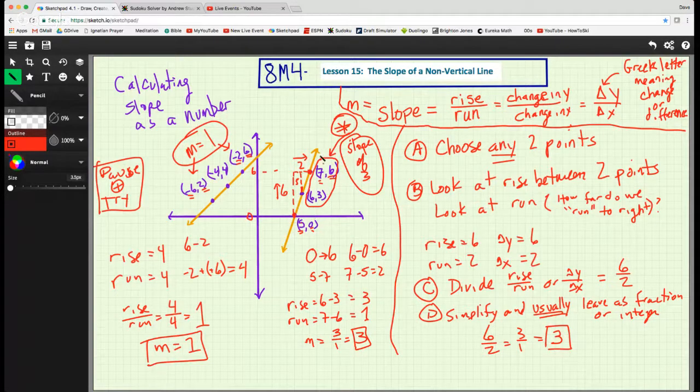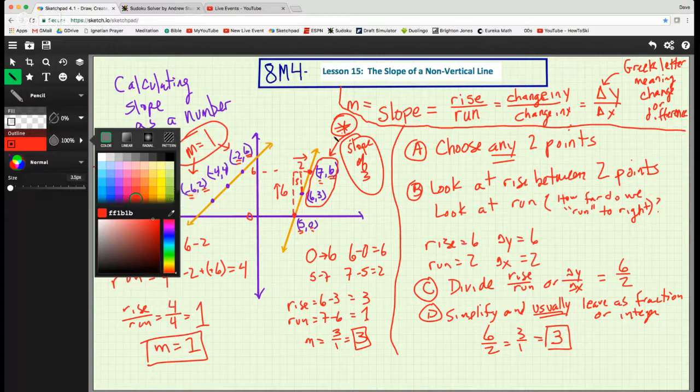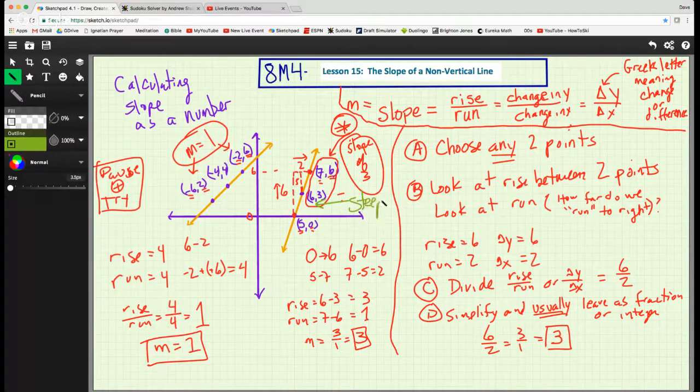Now notice, this line is steeper. One last thing to connect back. Which line here is steeper? The answer is, this line here is steeper. And so we expected, because it was steeper, it would have a bigger slope. And it does. It has a slope of 3, and this had a slope of 1. So this is our steeper line. And if a line is steeper, it should have a bigger absolute value for the slope.